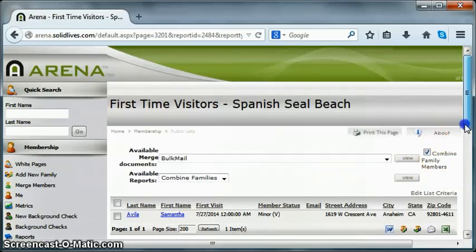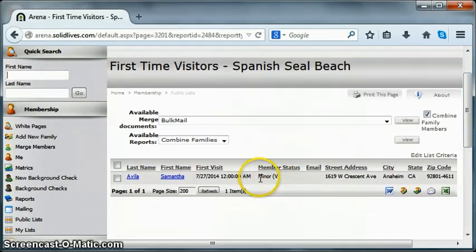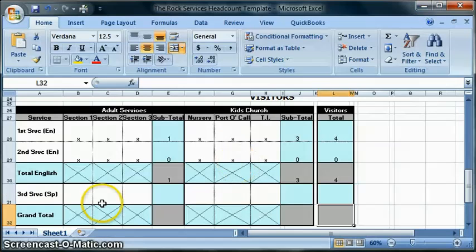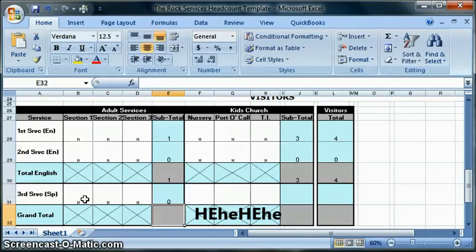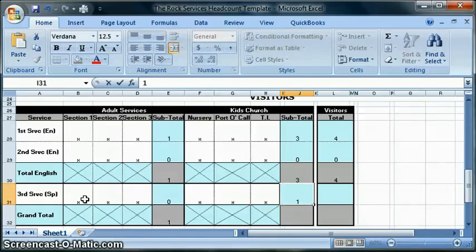And it looks like we did have a visitor. This is a perfect example. This is a minor, so she was in Kids Church. So we just had one kid visitor. So that would mean these adults are 0 for Spanish, the visitors anyways. And then we had one kid.